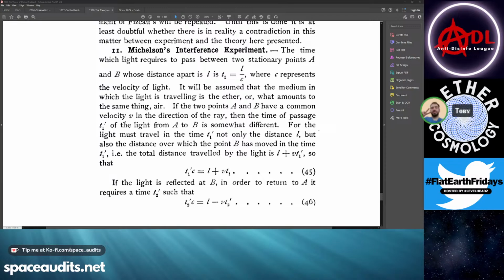And so tonight, we're going to be reading a section from Drude's book on optics, specifically a section on Michelson-Morley, or really this is Michelson's interference experiment from 1881.